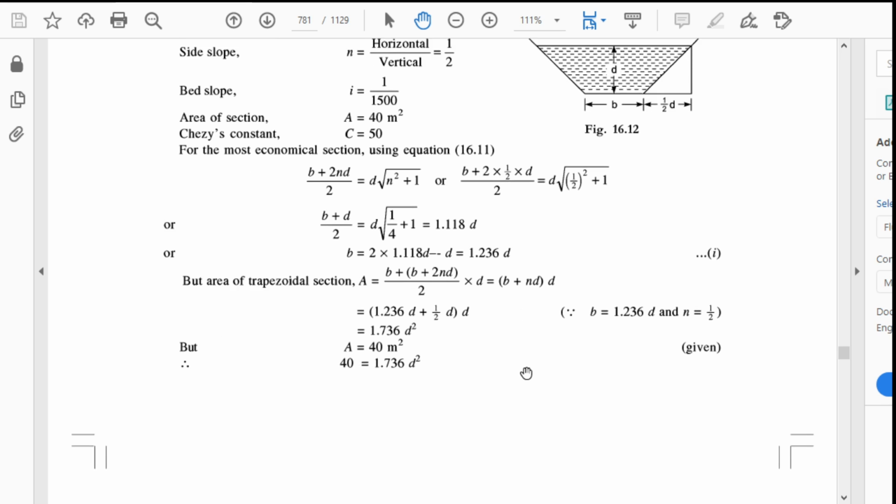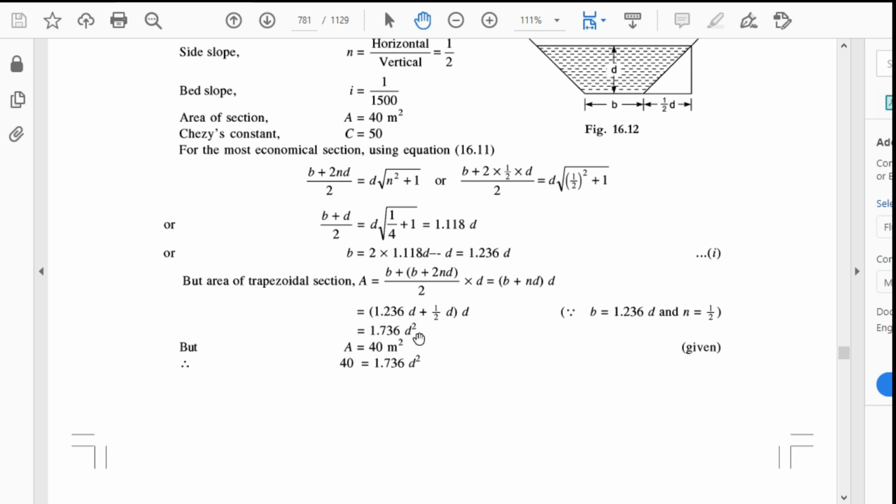Okay, now the area of trapezoidal section, that is A, I have already explained this in the theory part of this most economical trapezoidal section. Once again they have shown here the formula for it. Here BD plus ND square, or simply you can take D outside and write it as B plus ND in bracket, D. Okay, so instead of B substitute 1.236, you can get the area in terms of D.